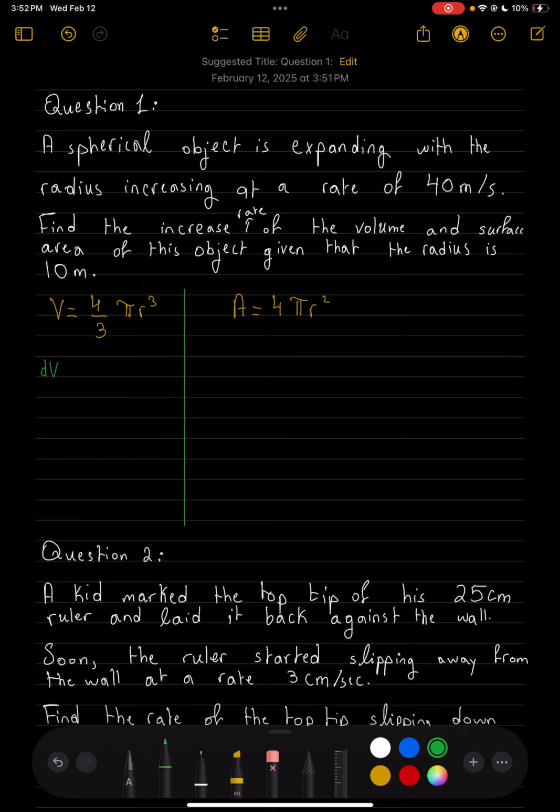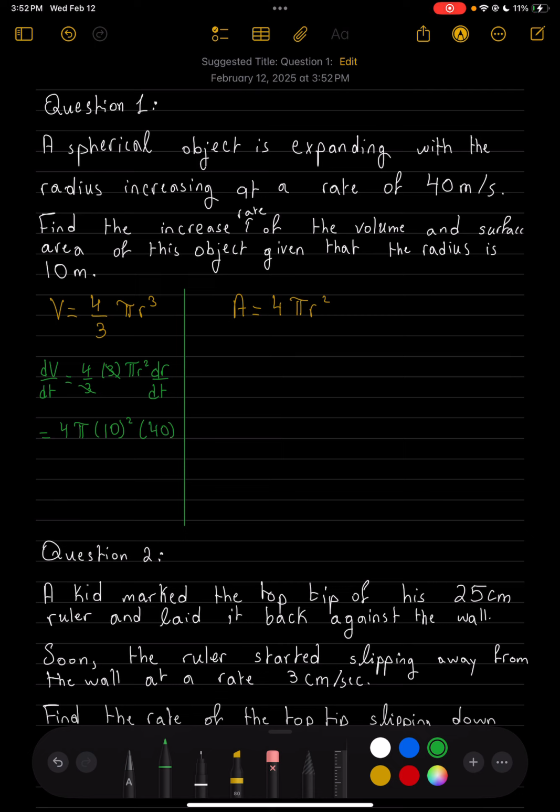So dV over dt is going to be 4 over 3. The 3 is going to drop down, so that's another 3 here. Pi r squared multiplied by dr over dt. Now, the 3 and the 3 are going to cross each other out, and r is basically 10. So 4 multiplied by pi multiplied by 10 to the power of 2, times dr over dt, which is basically 40.